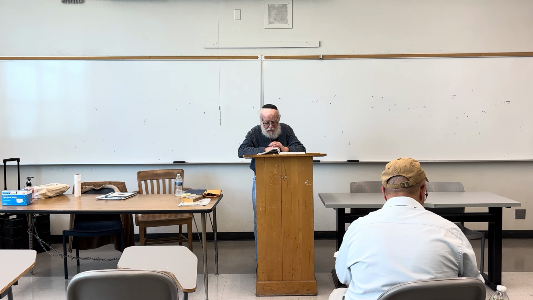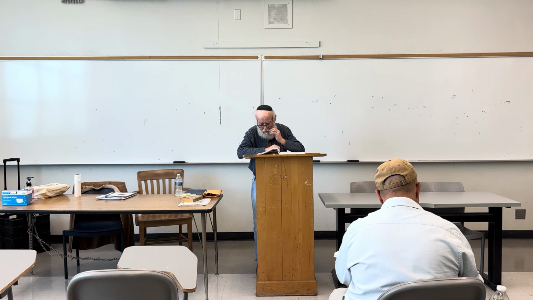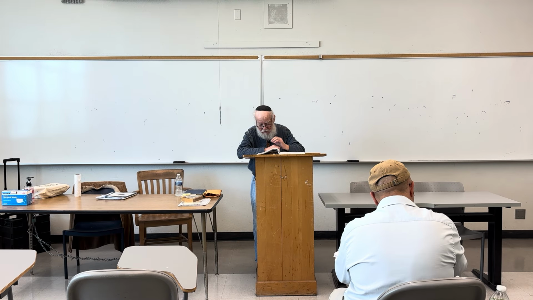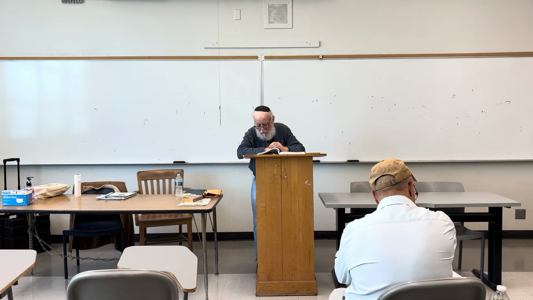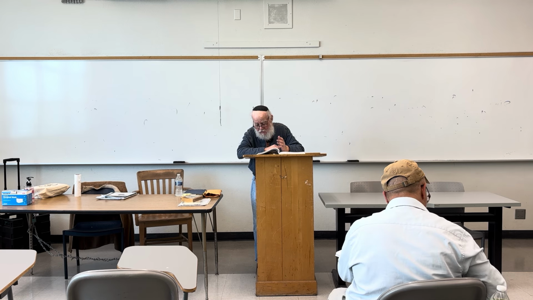Next paragraph. When using the demonstrative pronoun in a phrase, the pronoun follows the noun. The definite article is usually prefixed to both the noun and the pronoun. Ha'ish hazeh, this man. If I say ze ha'ish, this is a man. But if the demonstrative follows the noun and has a definite article, that's what you see, this man.